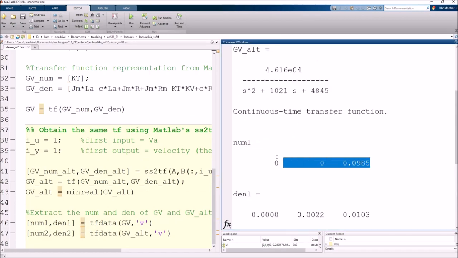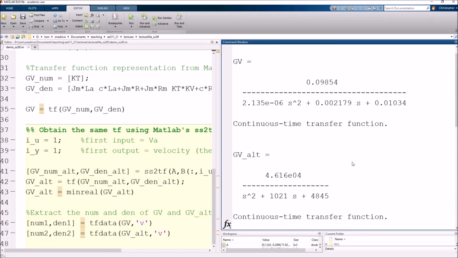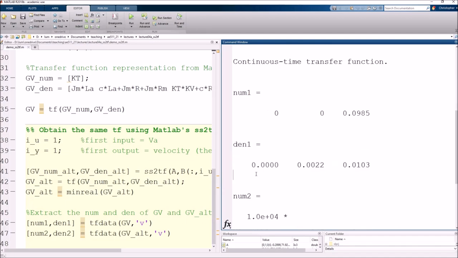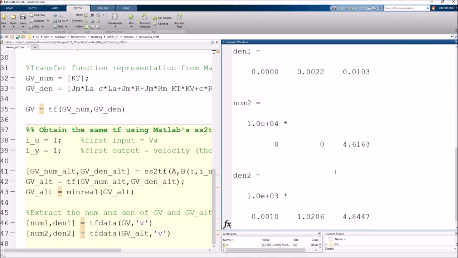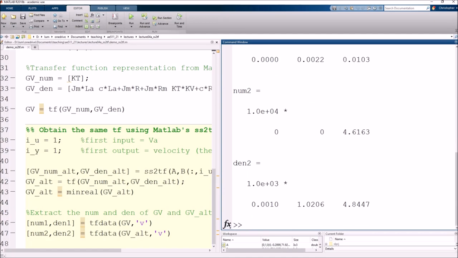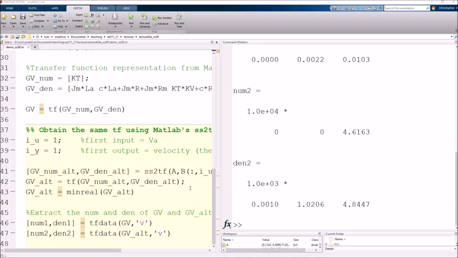So again, let's just run this and you can see that this is the numerator of GV, right? That 0.098, here it is, 0.098. And then the denominator, all of these coefficients are all of these coefficients here, et cetera, right? So we basically have extracted them. And now what we want to show and prove to ourselves is that really these numerators and denominators are representing the exact same transfer function, all right?